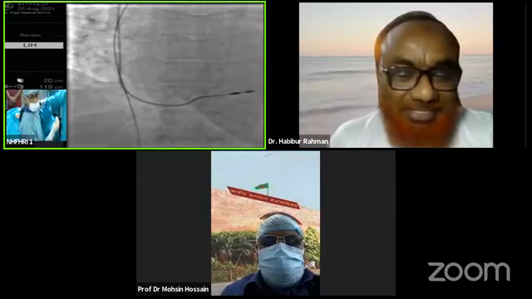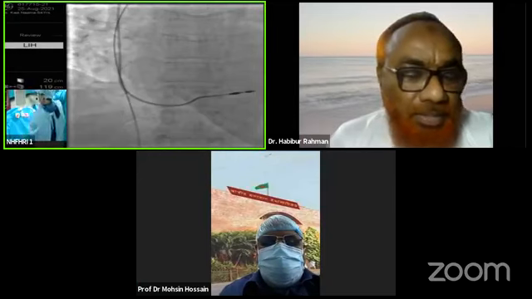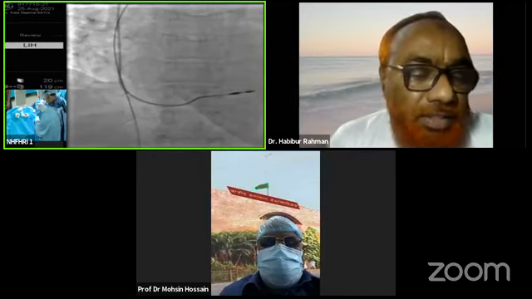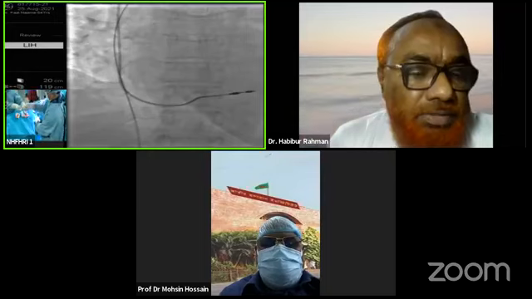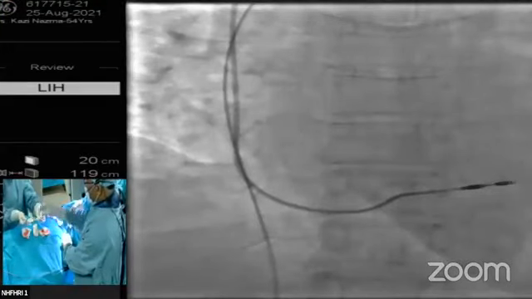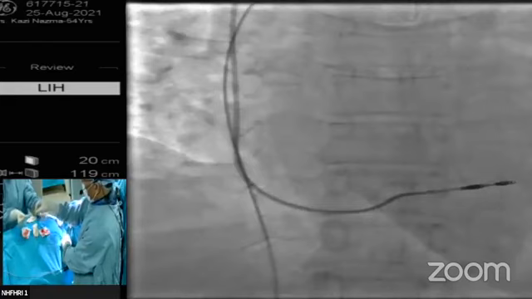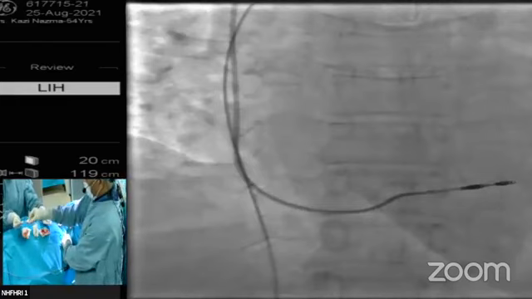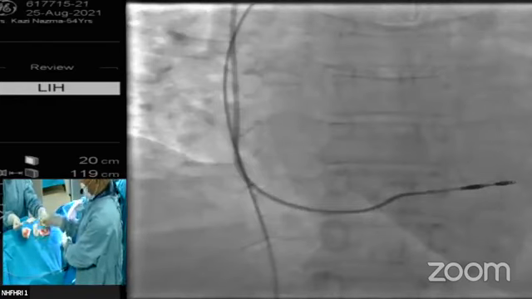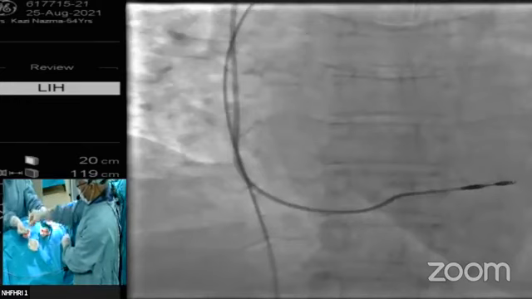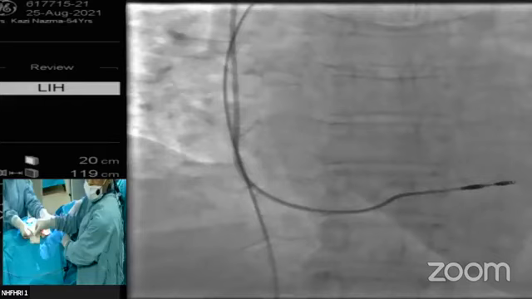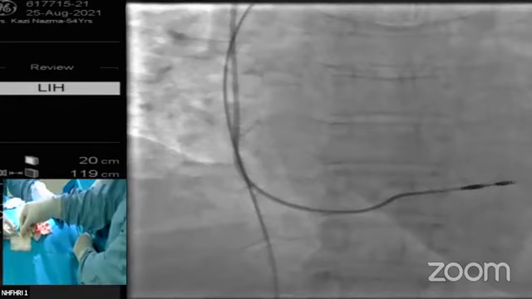We cannot show it. So this is the right atrial lead, that is an inbuilt curve lead with tines. Put it here. Please focus on the lead. Focus on my hand, please.